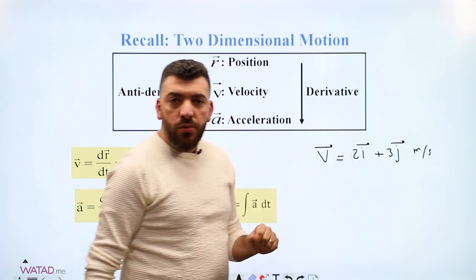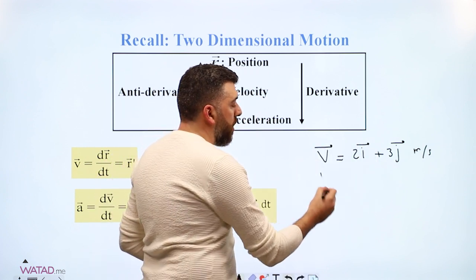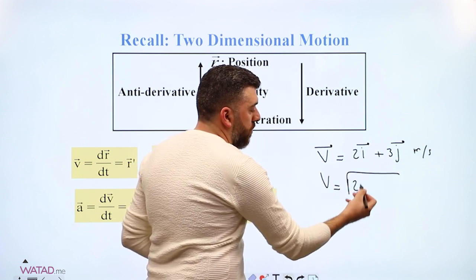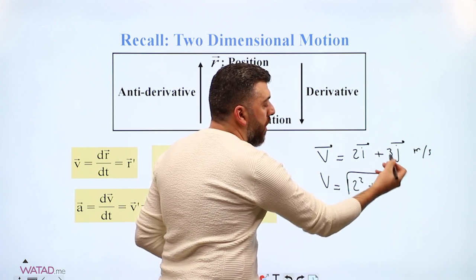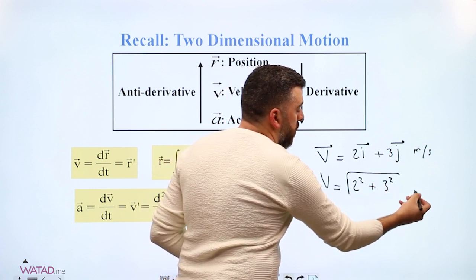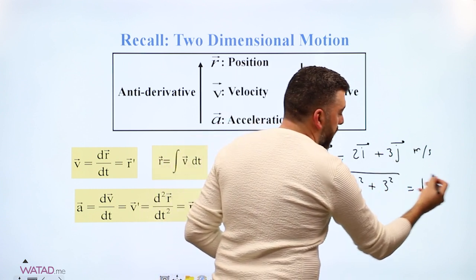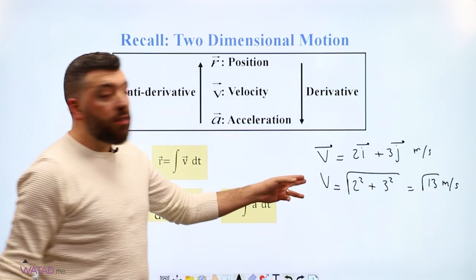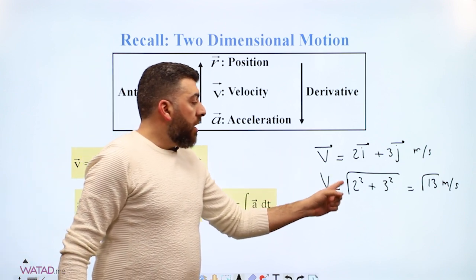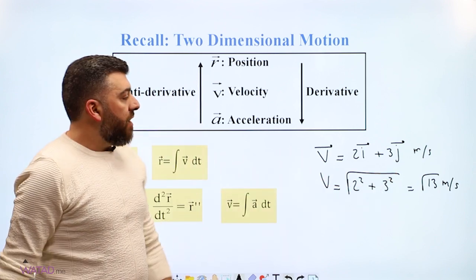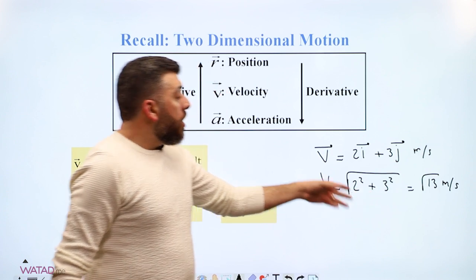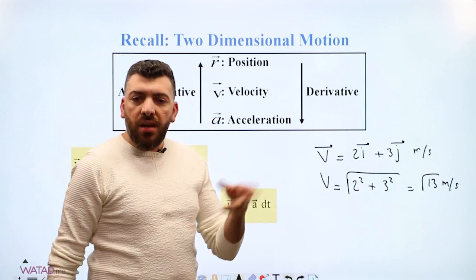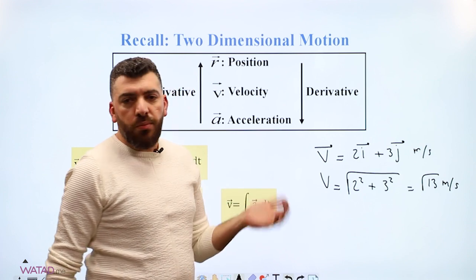And vy. So to get the speed, v is equal to radical vx square, which is 2 square, plus vy square, which is 3 square. So it will be 4 plus 9. It's radical 13 meters per second. Okay, so we can get the speed from the velocity by doing this formula. It's radical vx square plus vy square. So for any vector, if you need the magnitude, you can do the same thing. Radical x component square plus y component square.